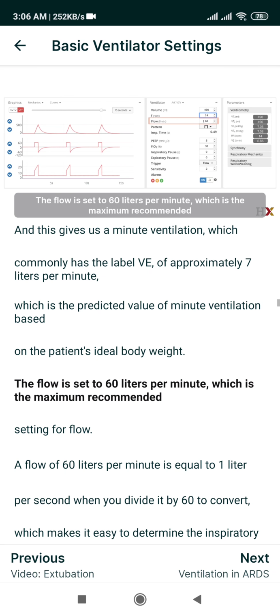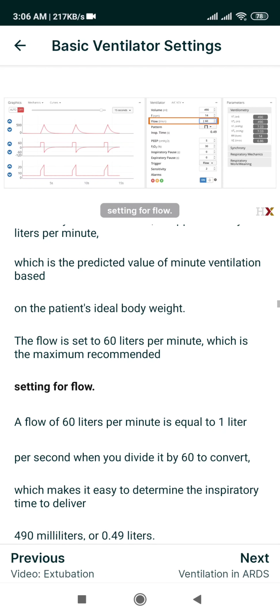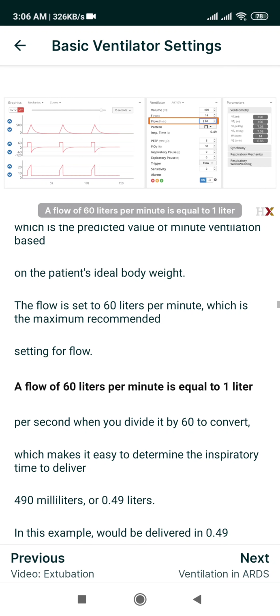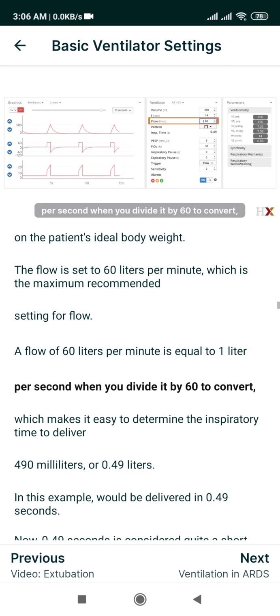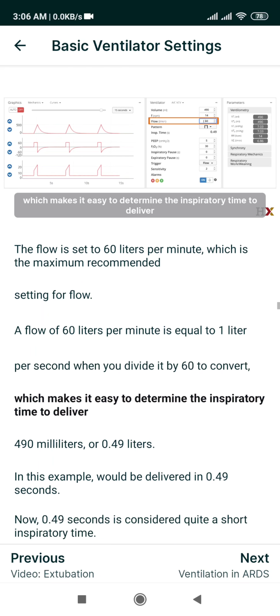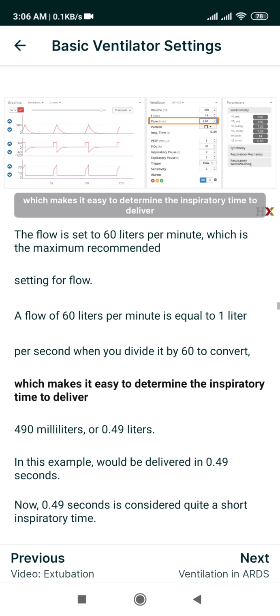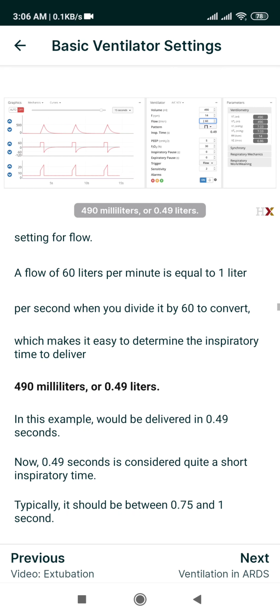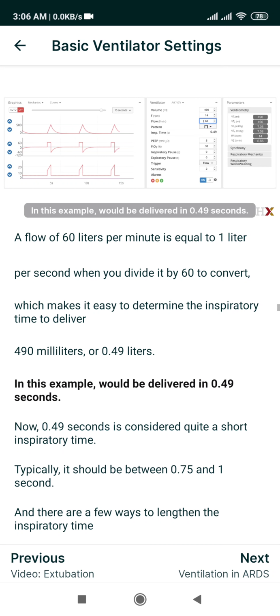The flow is set to 60 liters per minute, which is the maximum recommended setting for flow. A flow of 60 liters per minute is equal to 1 liter per second when you divide it by 60 to convert, which makes it easy to determine the inspiratory time. To deliver 490 milliliters, or 0.49 liters, in this example, would be delivered in 0.49 seconds.